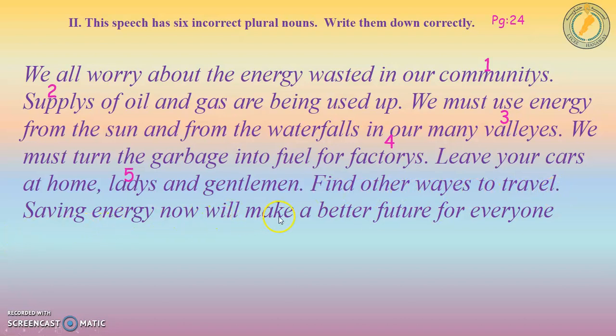And finally, find other ways to travel. Save energy now will make a better future for everyone. Where is the other mistake, the last mistake? Yes, it's ways. Okay, let's go back to correcting them. So communities ends with Y, preceded by a consonant, so IES is added instead of Y. Supplies also ends with Y, preceded by a consonant, so IES. Valleys ends with Y, preceded by a vowel, so only S is added.